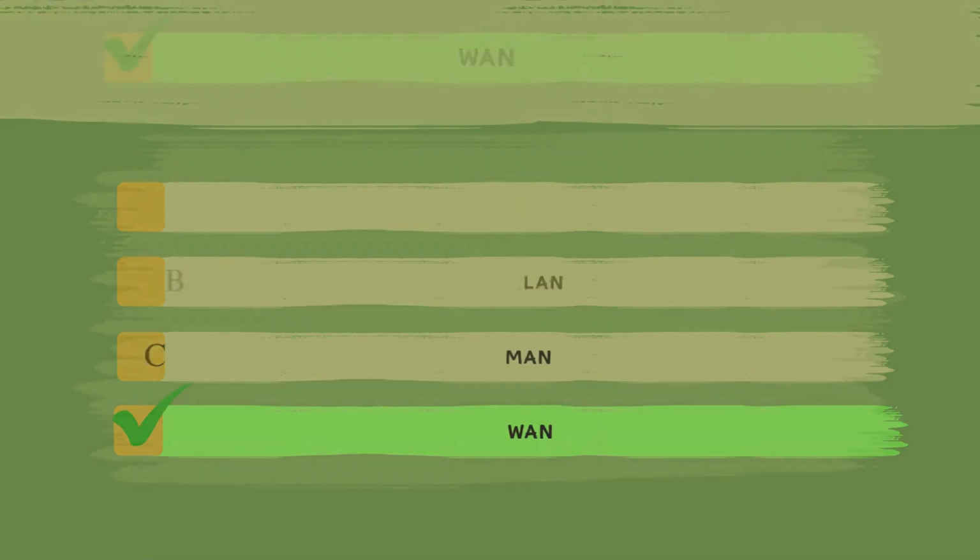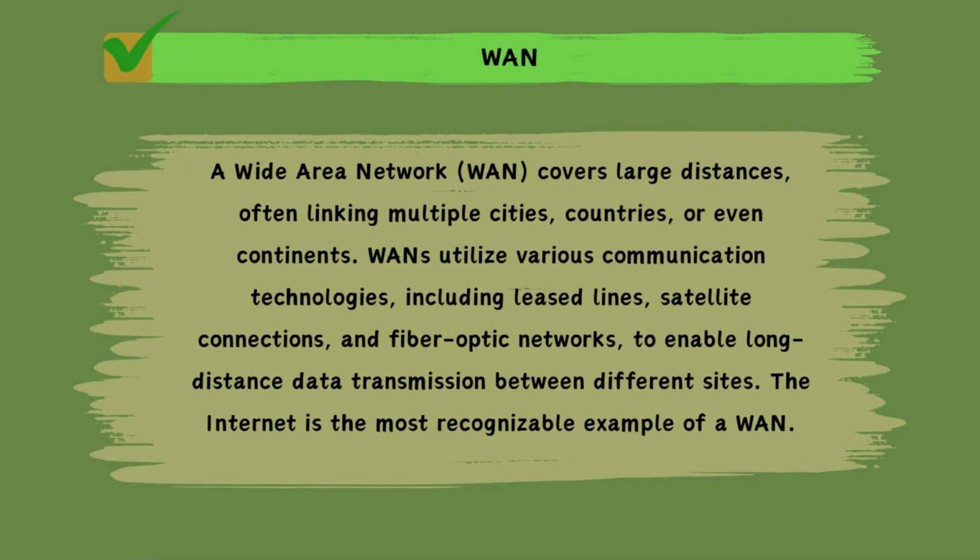WAN. A wide area network covers large distances, often linking multiple cities, countries, or even continents. WANs utilize various communication technologies, including leased lines, satellite connections, and fiber optic networks, to enable long-distance data transmission between different sites. The Internet is the most recognizable example of a WAN.